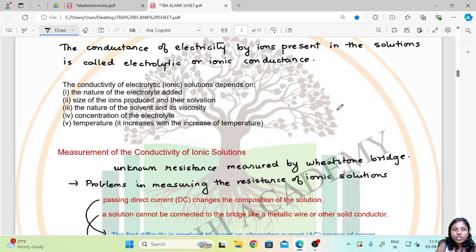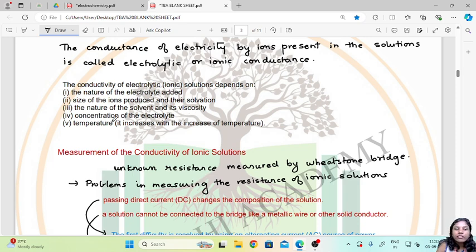First is the nature of the electrolyte that is being added, what kind of solution you are adding, that also matters. Then the size of ions produced and their solvation, how easily they dissolve and how easily they are able to dissociate into the solution. The nature of solvent and its viscosity. Then the concentration of electrolyte, how much of electrolyte you are adding, because based on the concentration the number of ions present will be dissociating. Therefore concentration of electrolyte is also a very important factor.